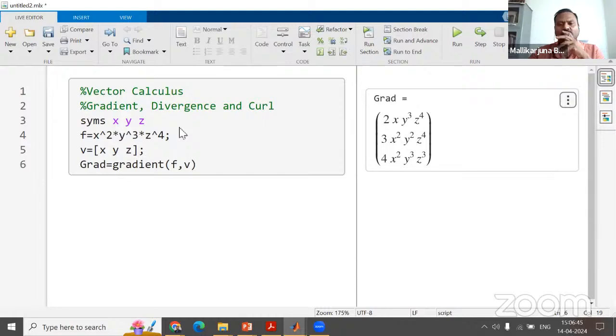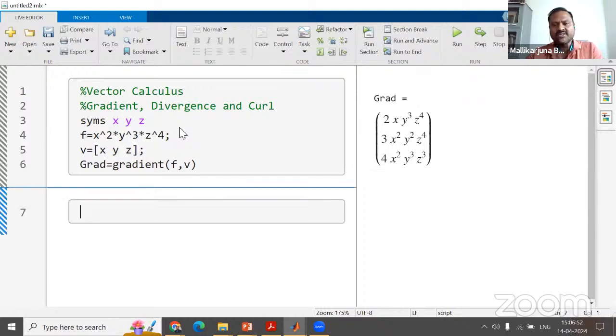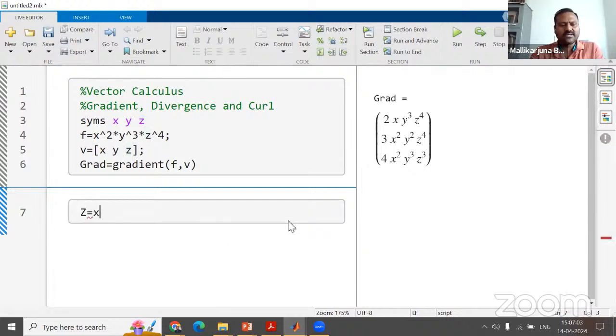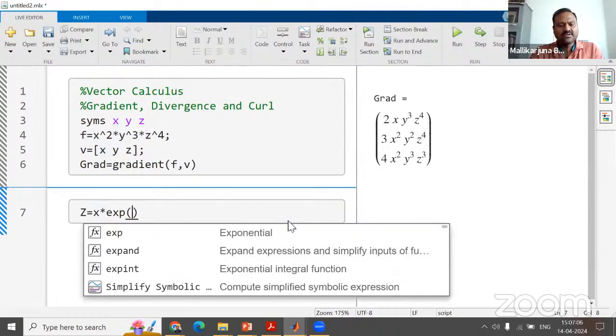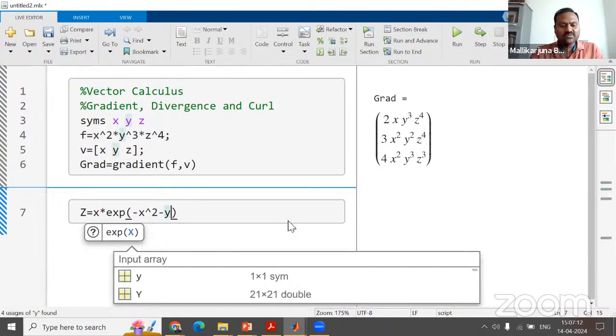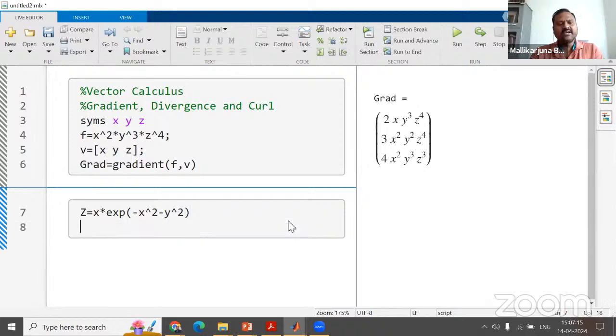See here, the output is also in terms of the variables, right? You can execute the same. Next, I'm planning to take, suppose, capital Z equals x into e power minus x square minus y square. I'm just taking, this is a two-dimensional expression.